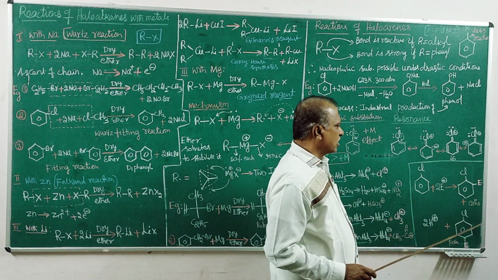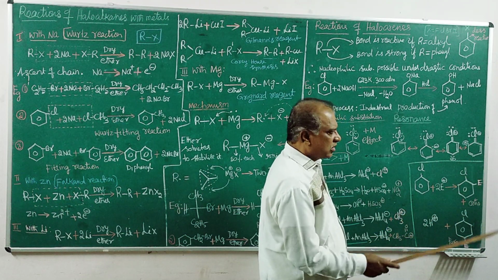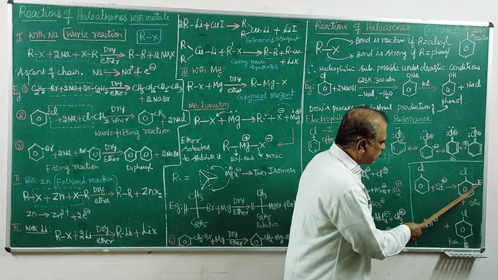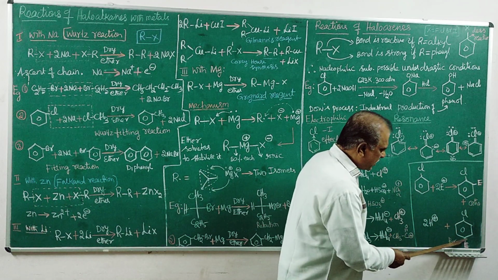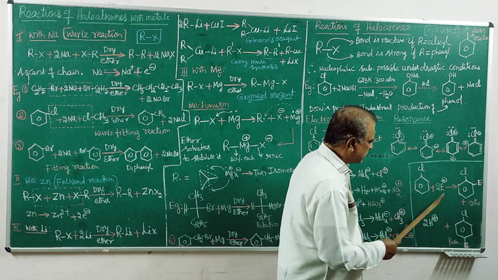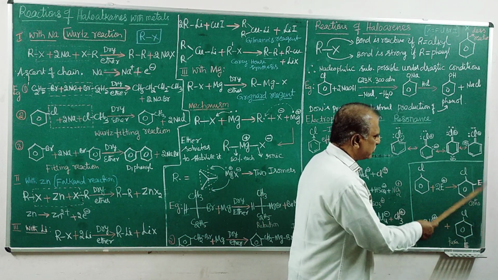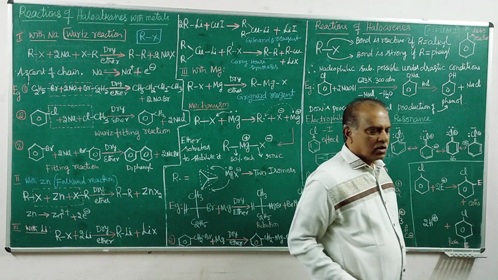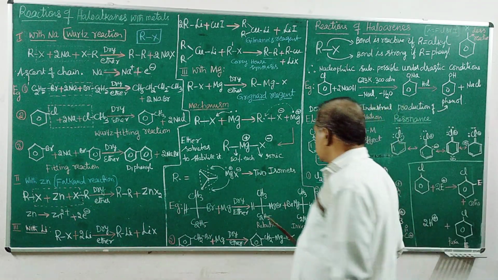So both are possible. In electrophilic substitution, in some molecules the substitution takes place here, removing the hydrogen as H plus. In some other molecules, the substitution takes place here, removing this hydrogen as H plus, and the electrophile is substituted. Both are possible. These kinds of reactions are common in haloarenes. What are examples of electrophilic substitutions? These are the electrophiles generated.